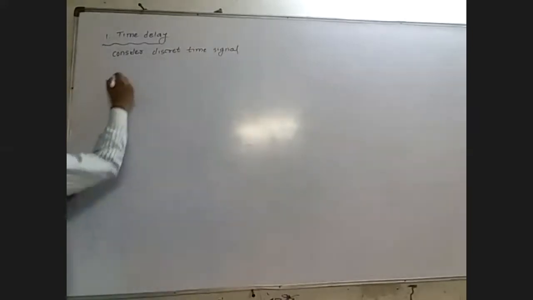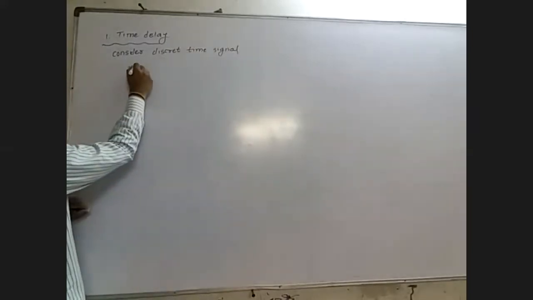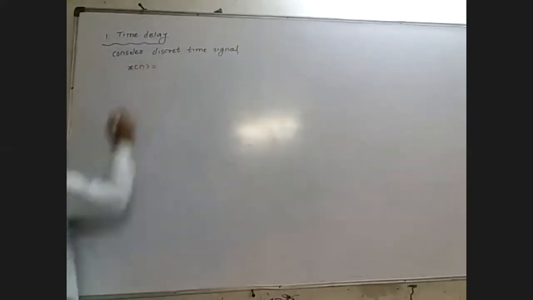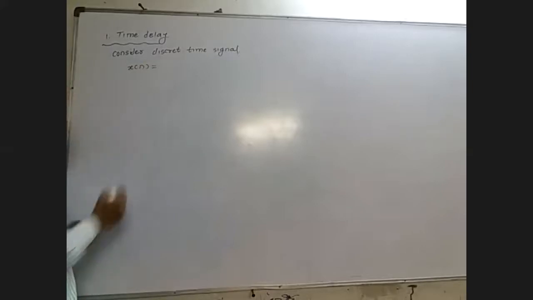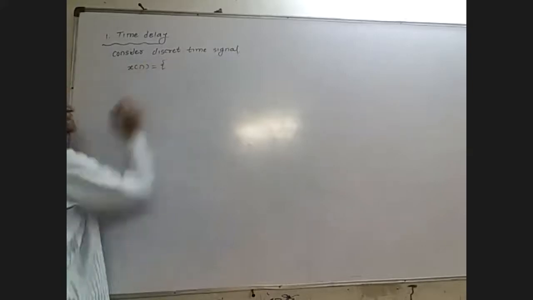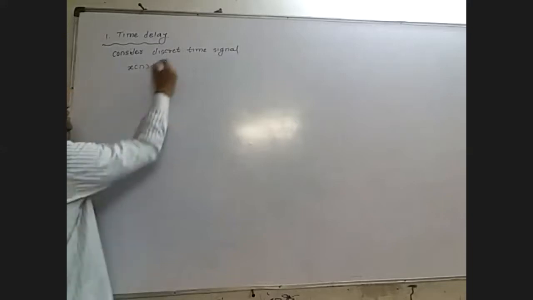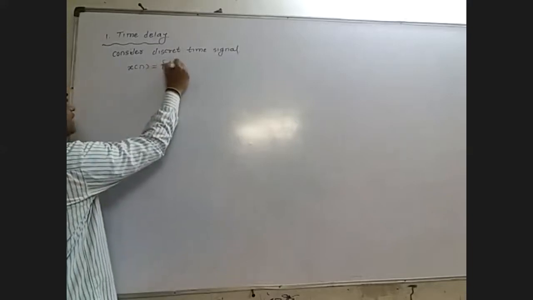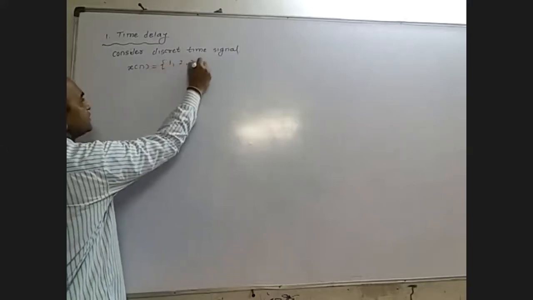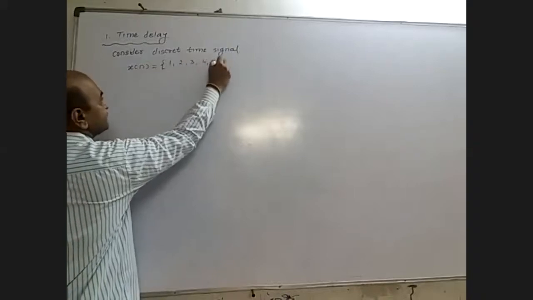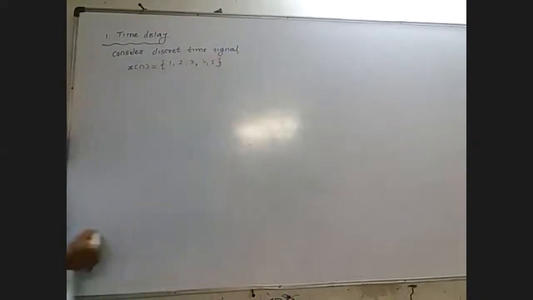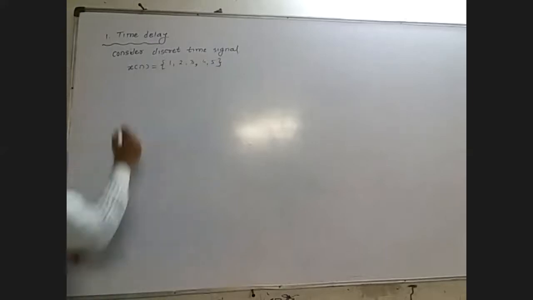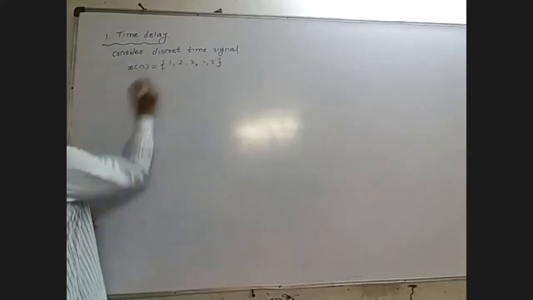Okay, so here we represent this discrete time signal by x of n. Here, for x of n, we consider any integer value. Suppose I consider 1, 2, 3, 4, and 5. All these values I consider one by one. That's why this is a discrete time signal.